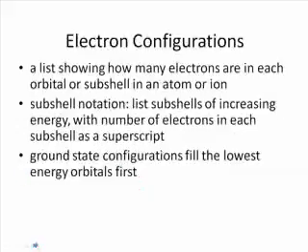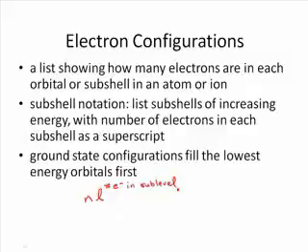Electron configurations, rather than showing every individual electron, is more like a summary of how many electrons are in each sublevel. And so for that, we're going to have the first or principal quantum number, the letter that represents the second quantum number, and then we're going to superscript with the number of electrons that's in that sublevel.